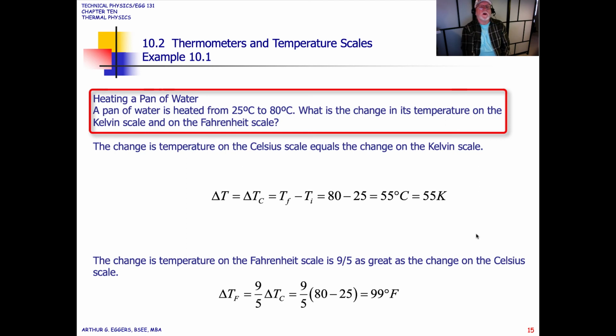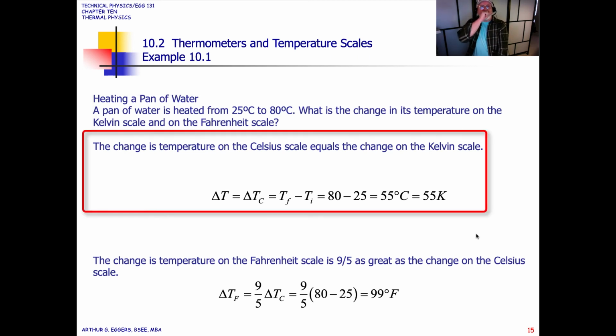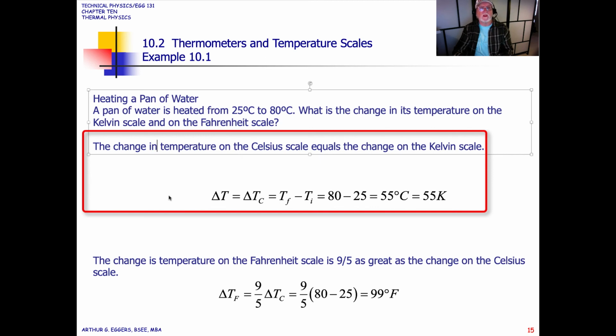Heating a pan of water. We have a pan of water and it's heated from 25 degrees Celsius to 80 degrees Celsius. What is the change in its temperature on the Kelvin scale and on the Fahrenheit scale? So they want us to use those conversions. So the change in temperature on the Celsius scale equals the change on the Kelvin scale.